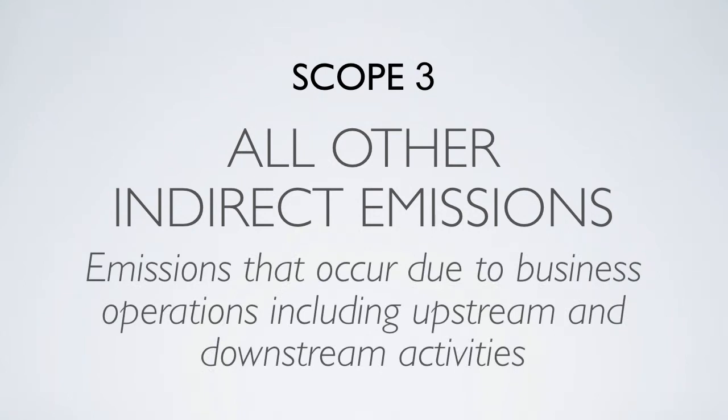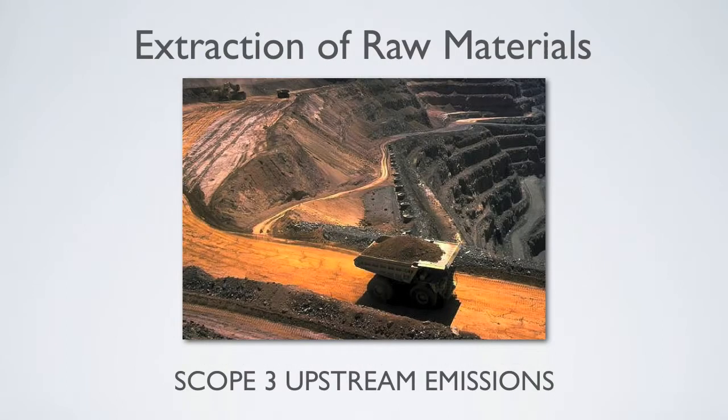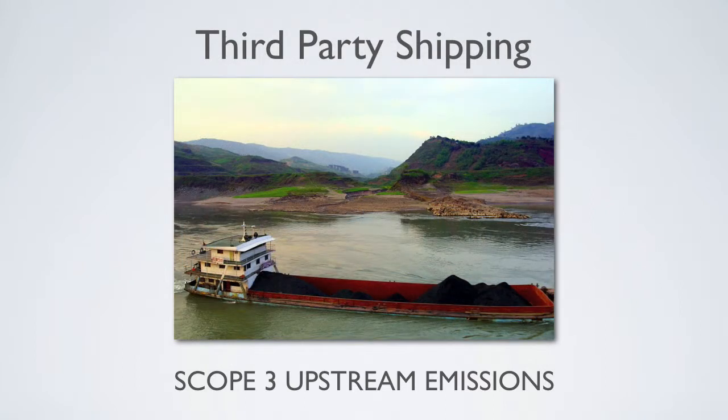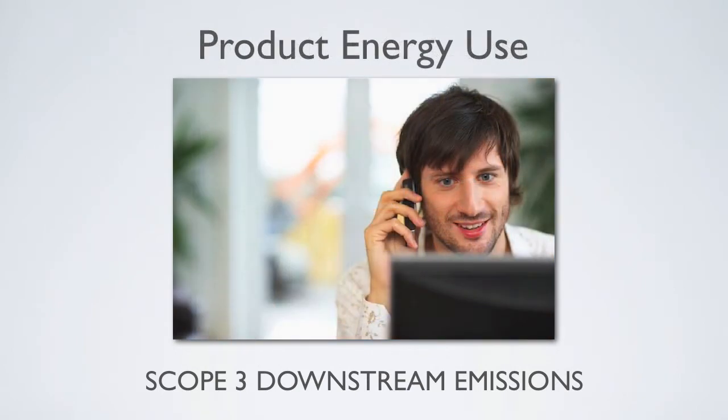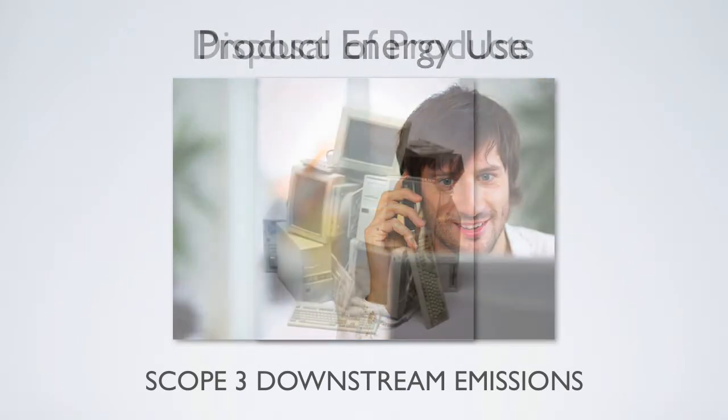For example, a manufacturer's upstream emissions sources could include the extraction and production of raw materials and the transportation of those raw materials to the manufacturing facility by a third-party shipping company. Downstream emission sources could include the transportation of the finished product to the consumer, the emissions resulting from the consumer's use of the product, and the emissions resulting from the disposal of the product.